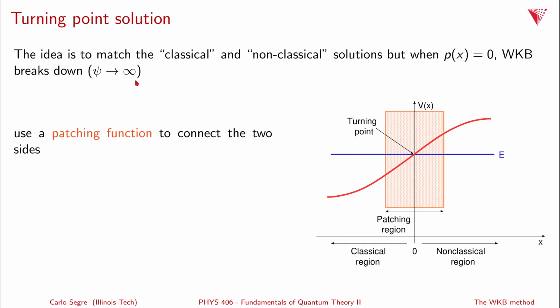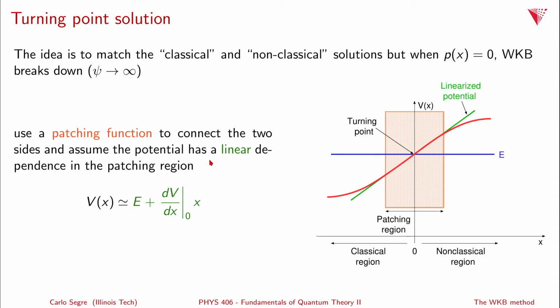So what we're going to do in that case is carve out a region that's centered around the turning point where the momentum is 0 and use a different function, called a patching function, to patch together the WKB solution over here and the WKB solution over here with a continuous function that goes through the turning point. And we're going to assume that in the patching region, the potential is linear. So the potential has a linear dependence on x in the patching region.